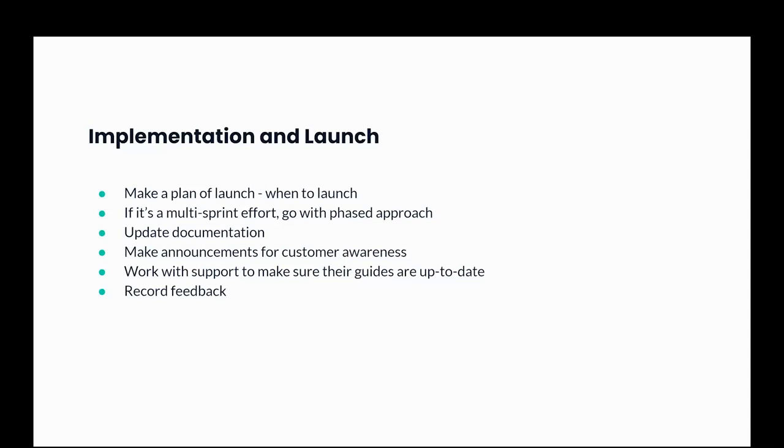Next, coming to implementation and launch, I'm not covering details on processes, agile, sprints, etc. I'm going to focus on high-level process and action items when you launch a new feature or an improvement. First of all, make a plan of launch. When to launch? Will it be available to all customers? Do you plan to roll out to a set of customers first? How will the flighting be done? How are you planning to get feedback in that process? And so on. If it's a multi-sprint effort, go with a phased approach.